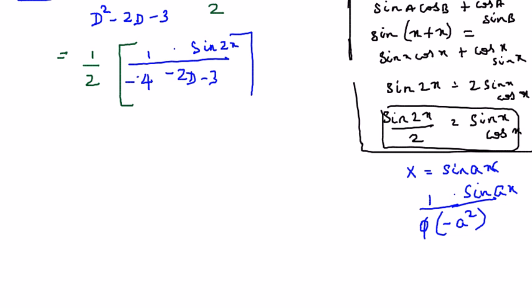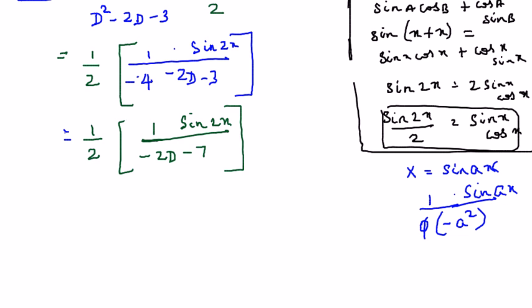I just brought that 1 by 2 outside. So you now have it as 1 by 2 into 1 by minus 2d minus 7 into sine 2x, right? Let's take this minus sign outside, right? So it becomes minus 1 by 2 into sine 2x divided by 2d plus 7.